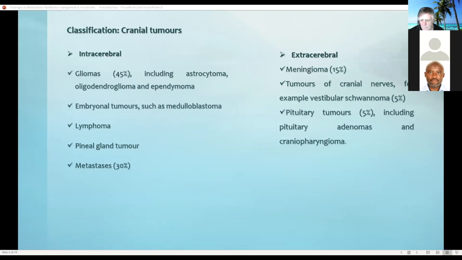Among the extracerebral tumors, we have meningioma at 15%. We have tumors of cranial nerves, for example vestibular schwannomas at 5%. We have pituitary tumors at 5%, including pituitary adenomas and craniopharyngioma. But in this presentation, we are focusing on glioblastomas, which are our topic this evening. Next slide, please.